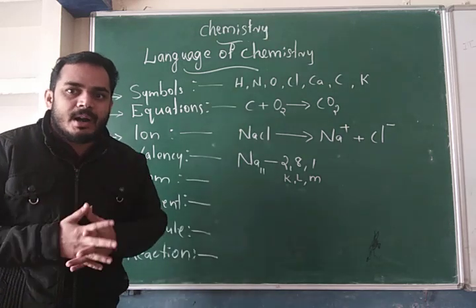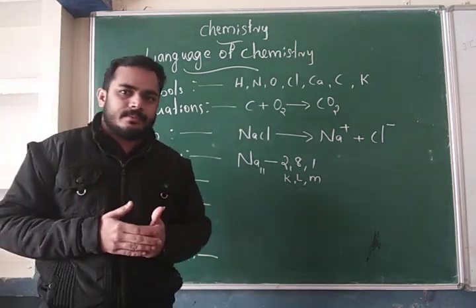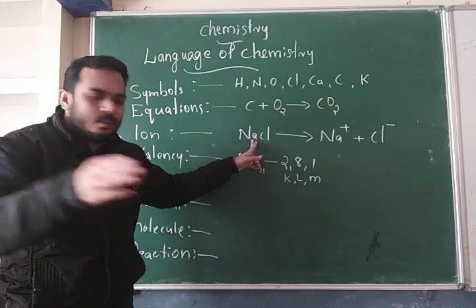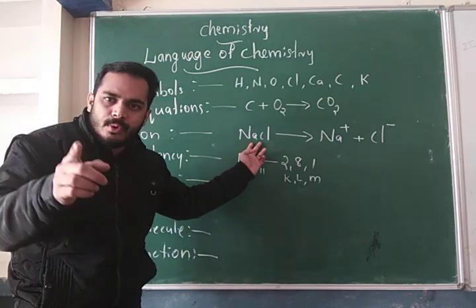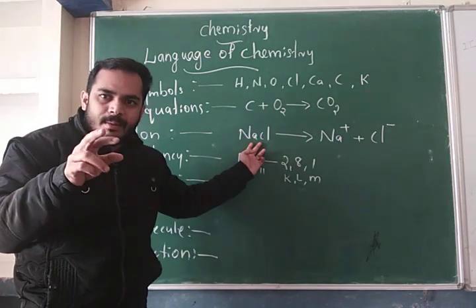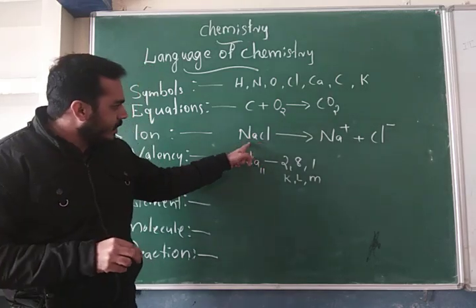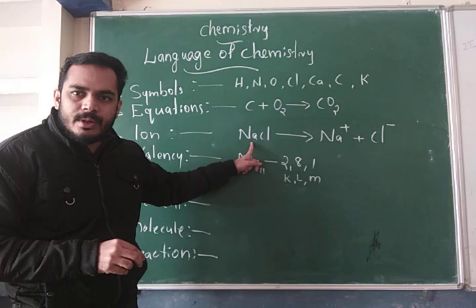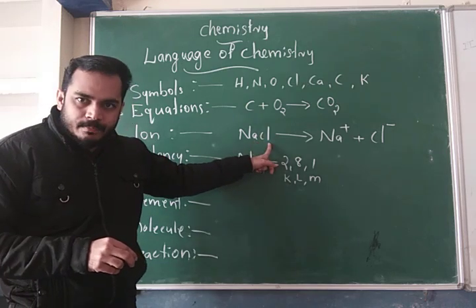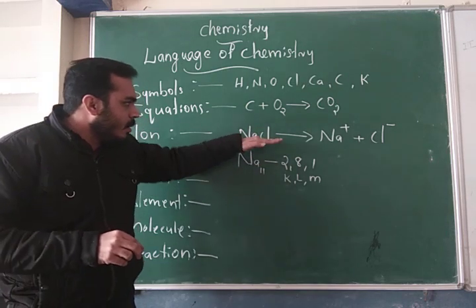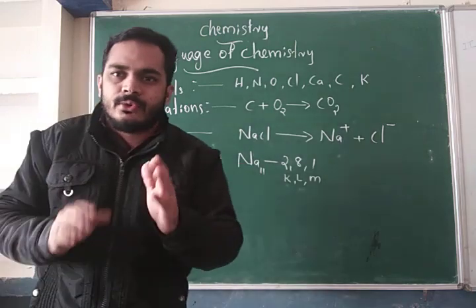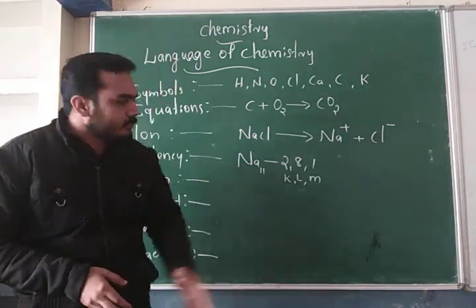Ions. The charged particles are called ions. So here one compound is mentioned. Compound: two different elements combined together to form a product is called a compound. So here there are two elements, one is sodium, one is chlorine. These two elements combine to form a product. The product is sodium chloride.